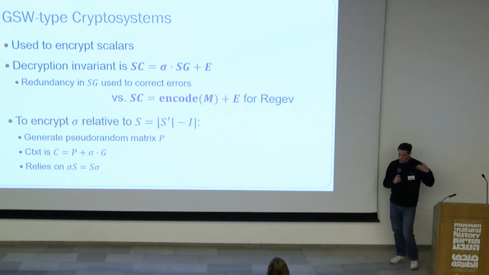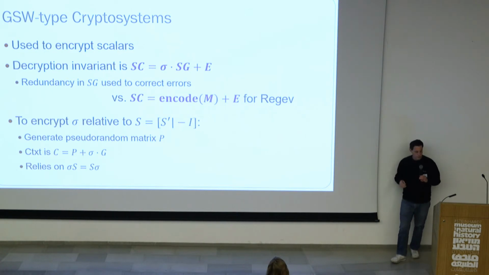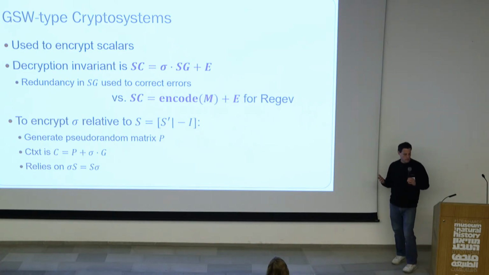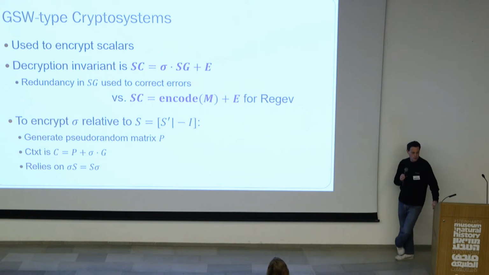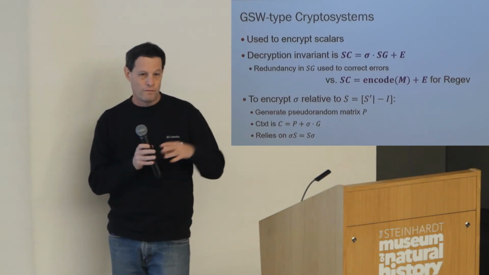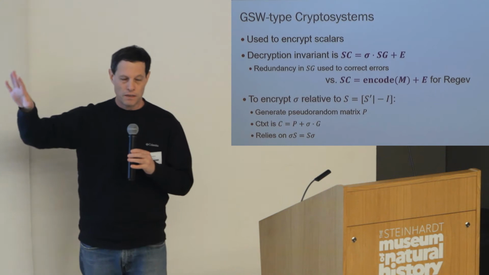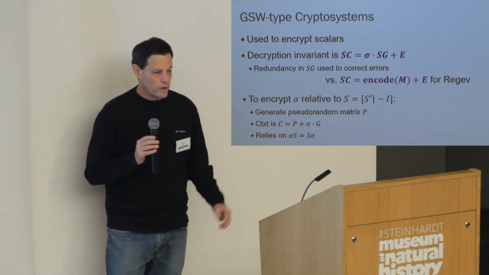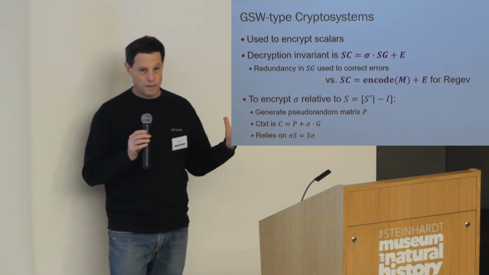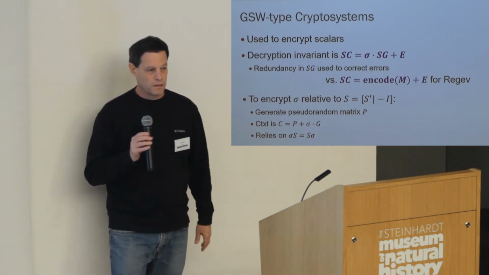With that, I want to show you the other crypto system that will come into play in my talk, and this is the GSW type crypto system. These are used to encrypt scalars. Typically, it's a lot harder to use them to encrypt matrices, and I'm going to talk about how to do that through quite a few slides in my talk. But the thing that I want to draw attention to is the decryption invariant. As opposed to Regev, where you have S times the ciphertext equals something about the plaintext, here the secret key appears on both sides of the equation. So S times C is your plaintext times a redundant version of the secret key plus a little bit of noise.